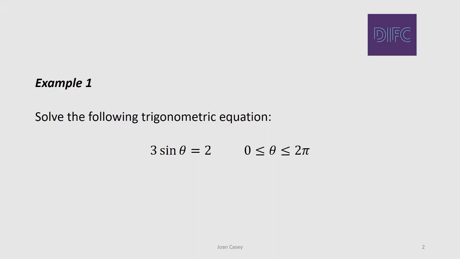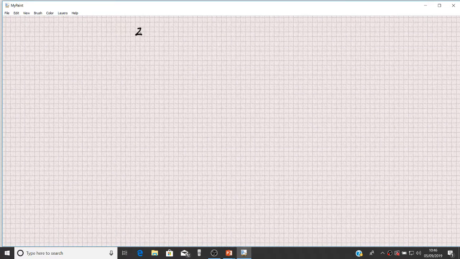So we'll take a look at the problem here on the writing pad. And so the problem we were given is 3 sine theta equals 2. And we're looking for the solutions for theta lying between 0 and 2 pi. So we have a measure of radians there.